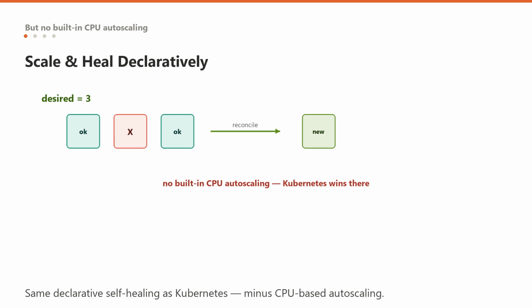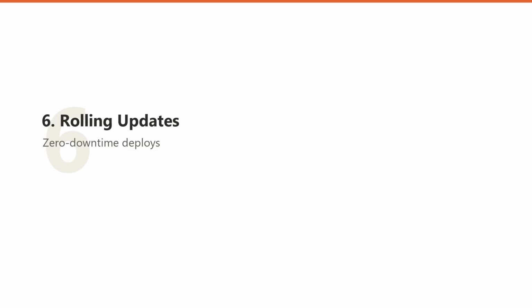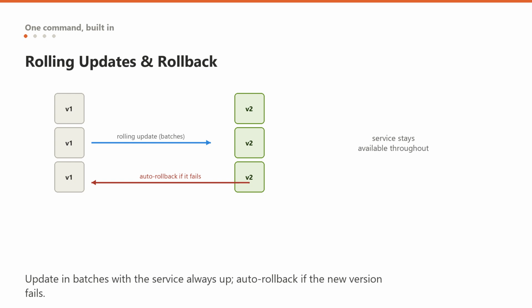One thing to note, Swarm does not have built-in autoscaling based on CPU. That's a feature where Kubernetes pulls ahead. Concept 6. Rolling updates. Deploying a new version is a first-class feature.